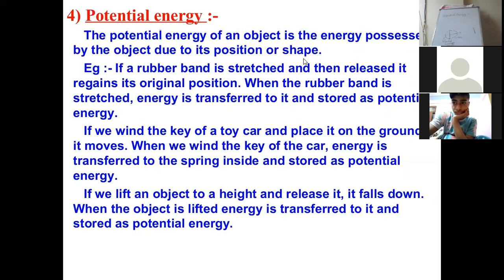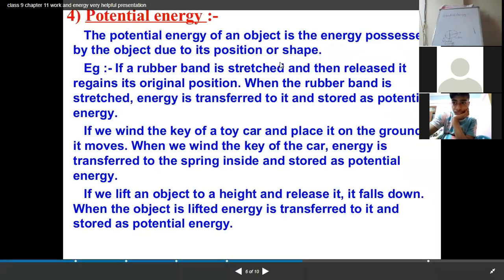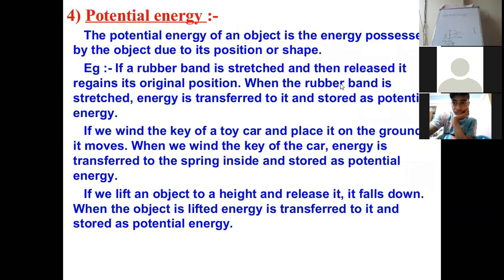So this type of energy, which is due to the change in the shape, we call it elastic potential energy. The work gets stored in the deformed body, in this deformed string, in the form of elastic potential energy. Right? So I hope you must have been able to understand that the energy possessed by an object because of change in position or change in shape is known as potential energy.